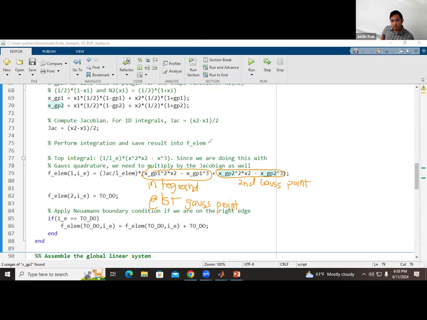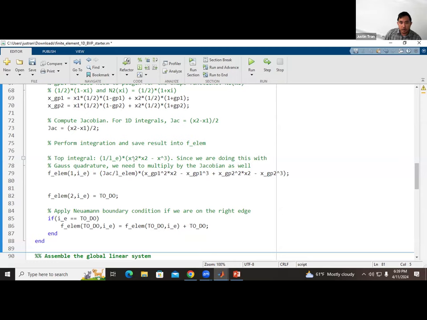And of course, we need to include the Jacobian, and the 1 over ln was just an artifact from the original integrand. Again, there's a lot going on here, but that's the idea. Any questions on how we set up that line of code? Okay, good. So that's the first integral.